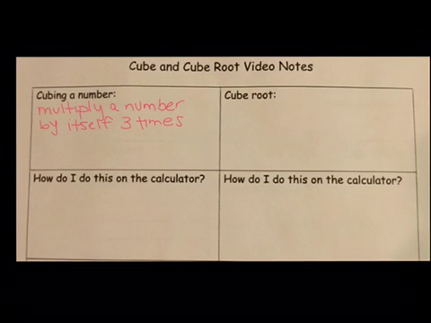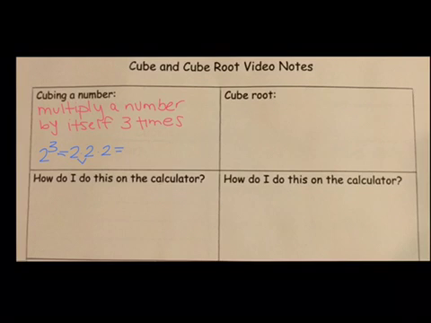So an example of this would be 2 to the third power, which we said means multiplying 2 by itself 3 times, so 2 times 2 times 2. Breaking this down, 2 times 2 is 4, and 4 times 2 is 8. So 2 to the third power, or 2 cubed, is 8.